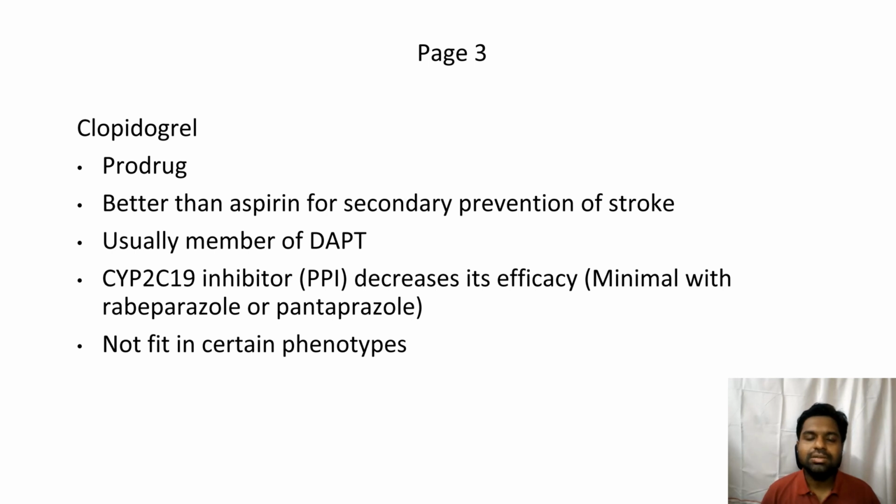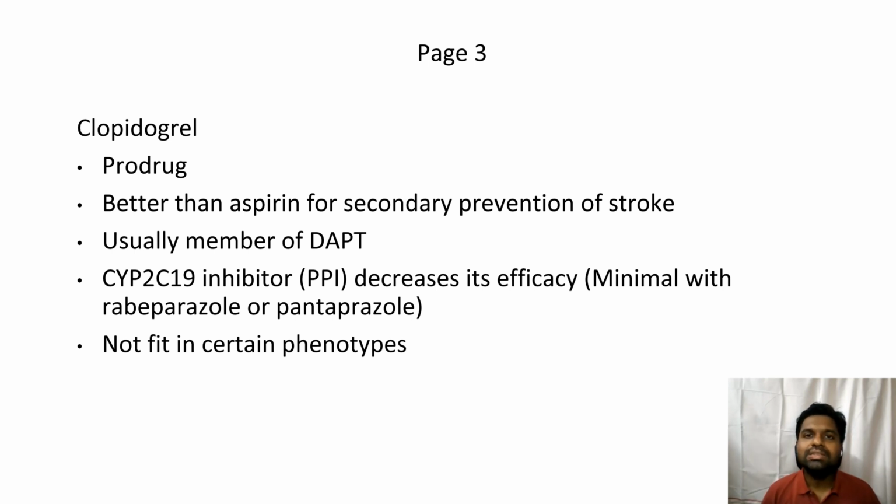Clopidogrel is a prodrug. It is better than aspirin with respect to secondary prevention of stroke. It is usually a member of DAPT, which we use along with aspirin. Still, there is one problem with clopidogrel, that is CYP2C19 inhibitors like PPIs. They try to decrease the efficacy of clopidogrel.